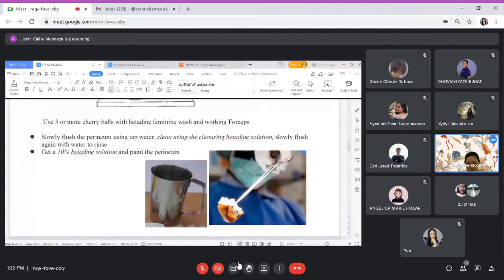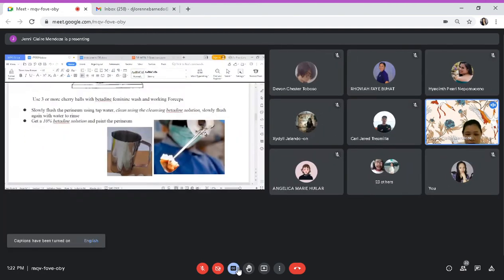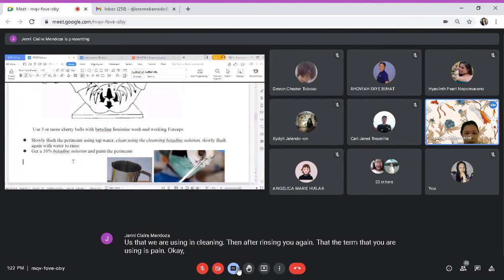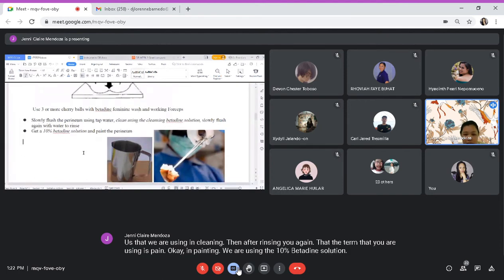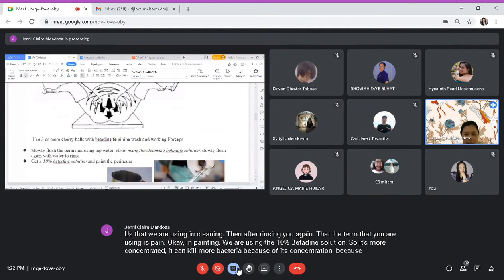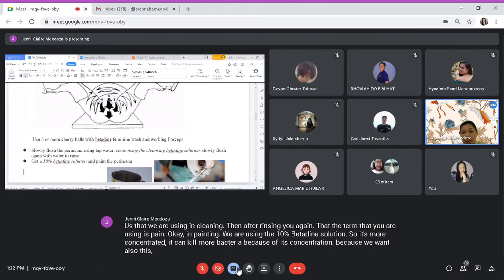Okay, so this is an example of the gauze that we are using in cleaning. Then after rinsing, the term that we use is paint. In painting, we are using the 10% betadine solution. So it's more concentrated. It can kill more bacteria because of its concentration. Because we want this perineal area to be clean.